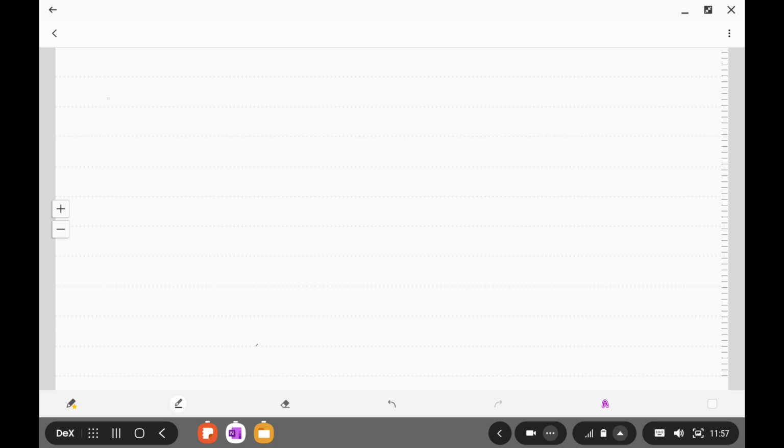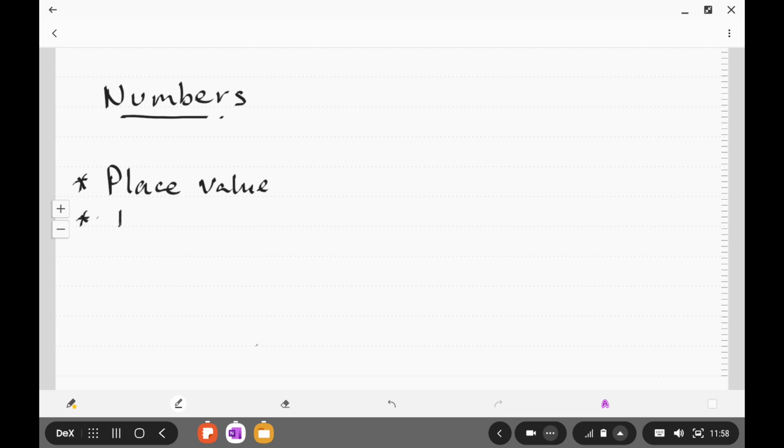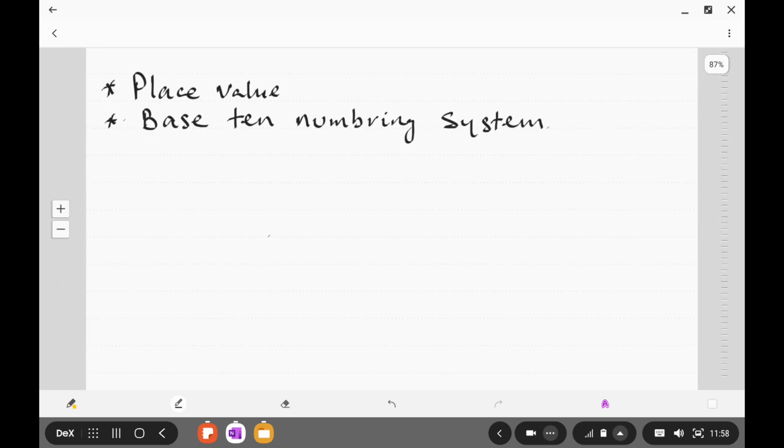Yeah, so it's going to be a continuation of numbers. Okay, and specifically we are going to look at something called place value, and also something called the base 10 numbering system. Okay, so that's the lesson for today. I will start the lesson based on this base 10 system. I'll explain what the base 10 system is, and then I'll move on to place value.